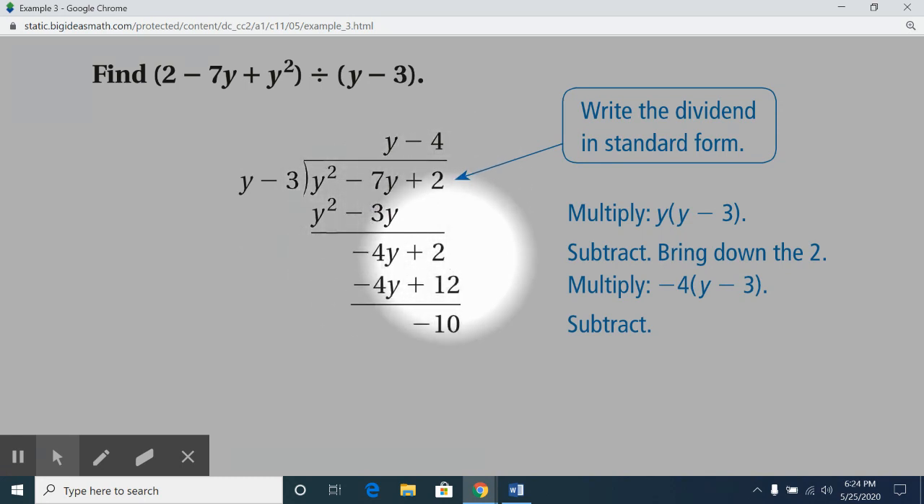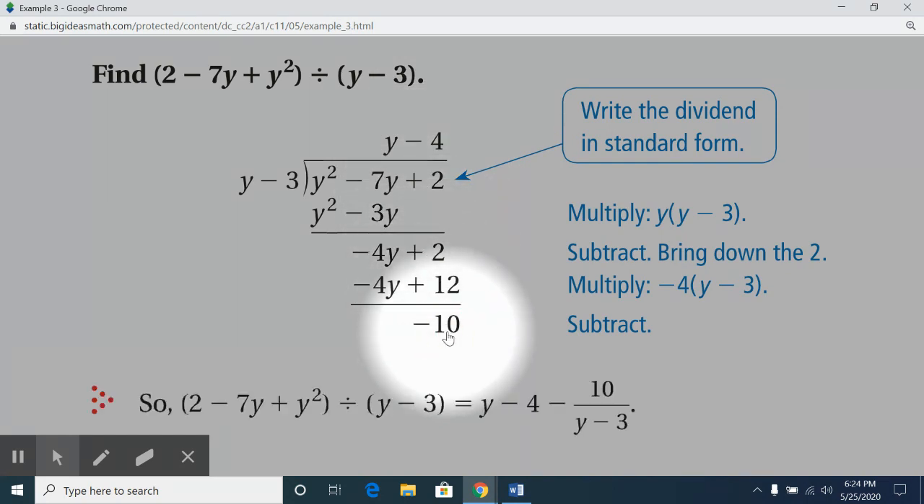Bring down the 2. Now, what's -4y divided by y? -4. And then we multiply, right? We multiply -4 times y minus 3. -4 times y is -4y. -4 times -3 is positive 12. Now, what happens is, when we subtract in the end, we're left with something that's left over. It's called a remainder. So I have this as my quotient with a remainder of -10.